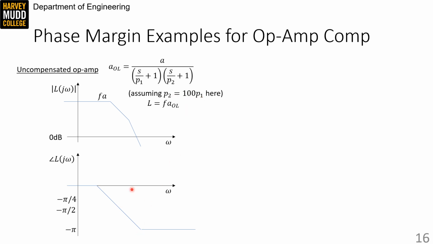And our phase margin is either very bad or 0. So if this amplifier is stable, it's going to be super marginal. It's barely stable at all. So uncompensated op-amps often have poor phase margin.